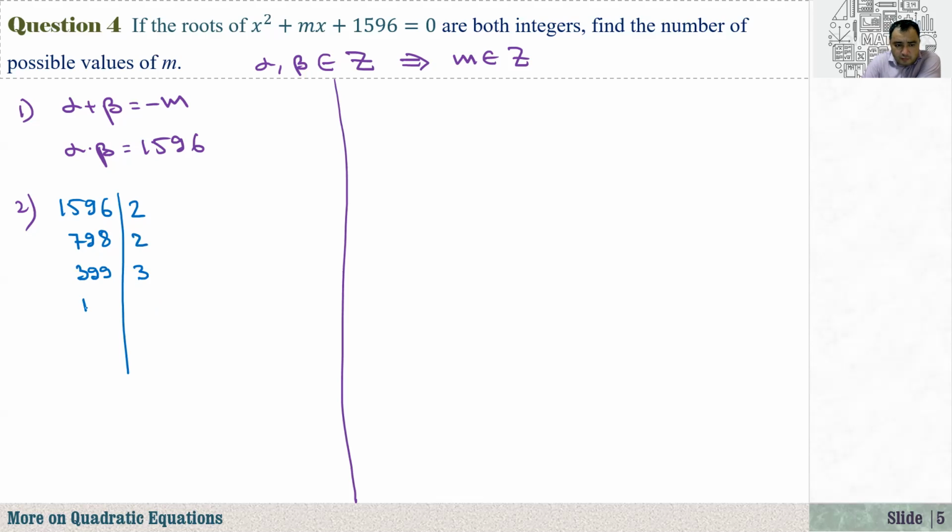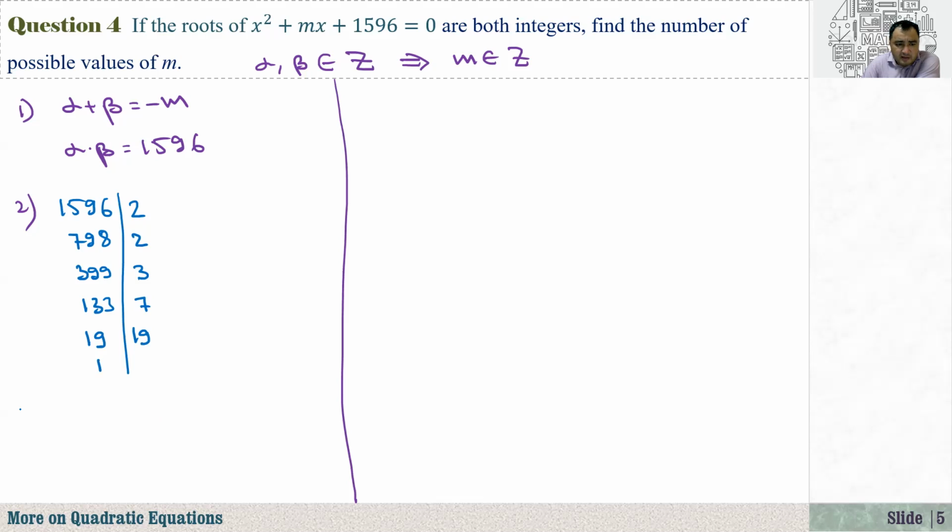Divided by 3, it is 133. And 133 is not divisible by 3, it's not divisible by 5, but it's divisible by 7. So the answer is 19. 19 is a prime number. So what I'm trying to do here is write the factors of this number.